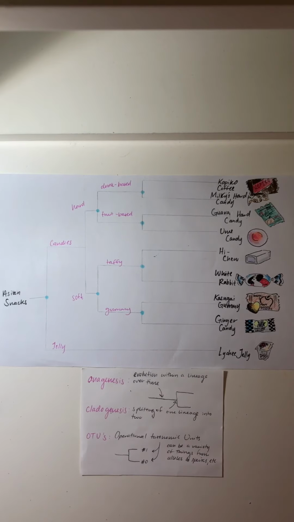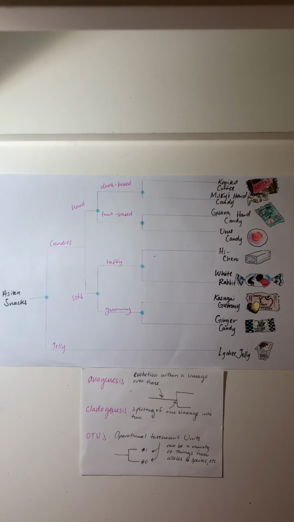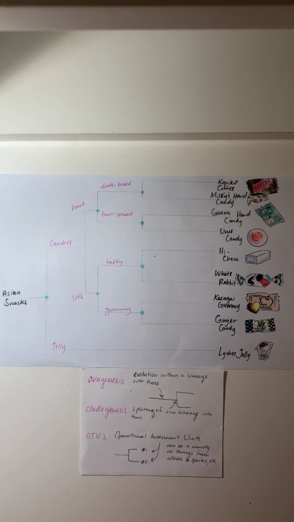And so we have anagenesis, where the evolution within a lineage over time is seen right over here. We also have cladogenesis, where the splitting of one lineage into two we see at these little nodes. And then OTUs, which are operational taxonomic units, and they can be a variety of things from alleles to species, etc. And so OTUs are used to classify groups of closely related individuals, and in this case, our candies right here.